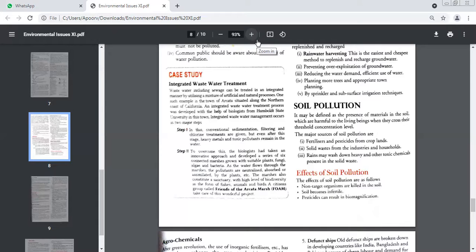Friends of Arcata Marsh. They take care of this wonderful project.